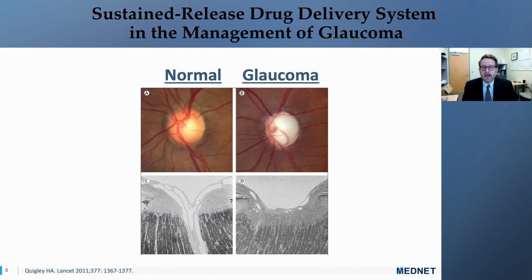Now, when we look at this nerve in cross section, it looks very different. And the characteristic finding of glaucoma is excavation. So you can see the cupping or the posterior bowing of that lamina fibrosa, and that is virtually pathognomonic of a diagnosis of glaucoma.